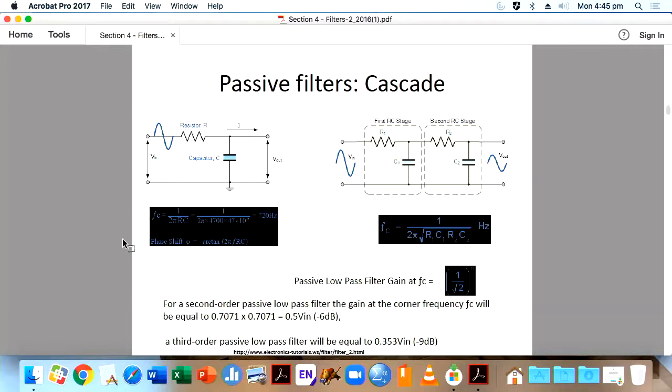When you are using a first order filter, FC, the cutoff frequency, is equal to, as we already studied, 1 by 2 pi RC, which is equal to 1 by 2 pi times, if your resistor is 4.7 kilo ohm and your capacitor is maybe 47 nanofarad, then your cutoff frequency is equal to 720 hertz.